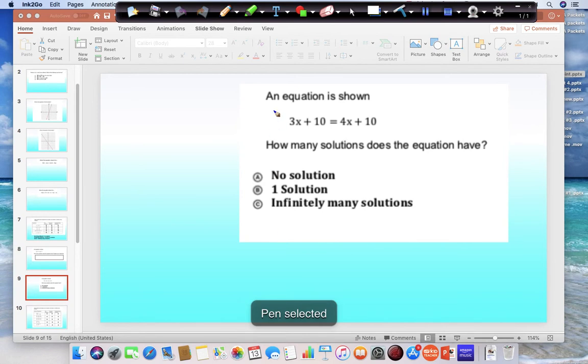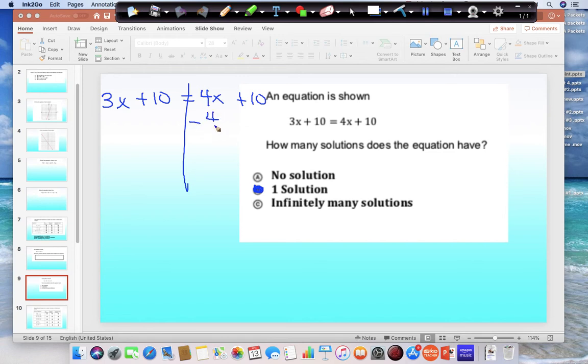Okay, so an equation is shown. 3x plus 10 equals 4x plus 10. How many solutions does this have? Now, it does look like there is just one thing that's different from both of these, which would make this no solutions. However, the one thing that is different is our x's, which means that it is not that they are completely different. It is going to be one solution, but we can prove this by actually completing this problem.